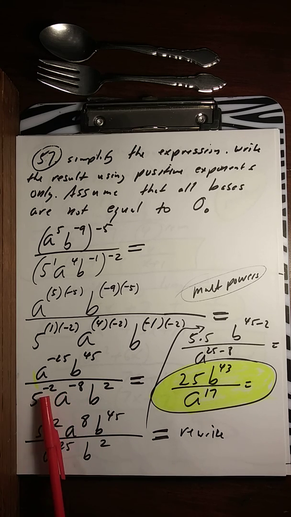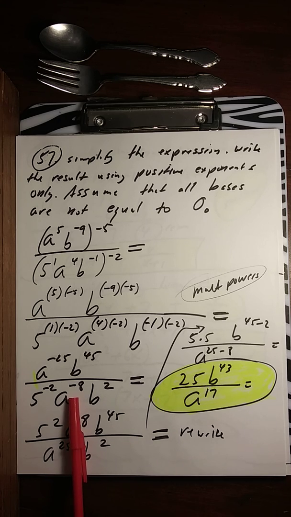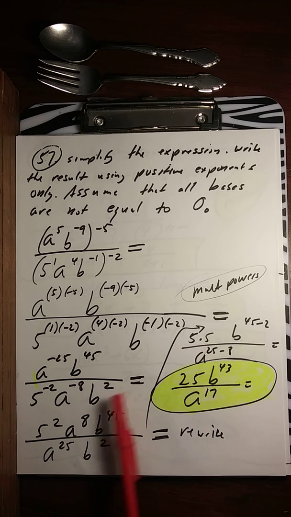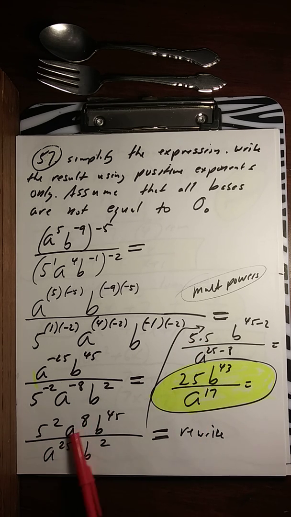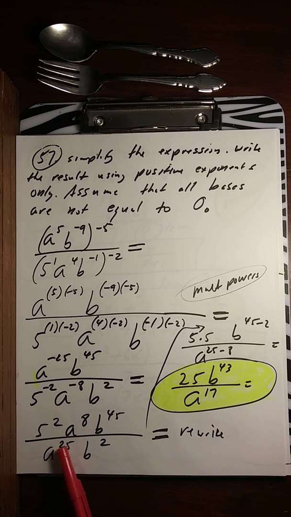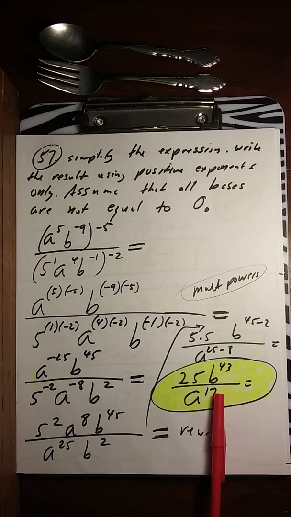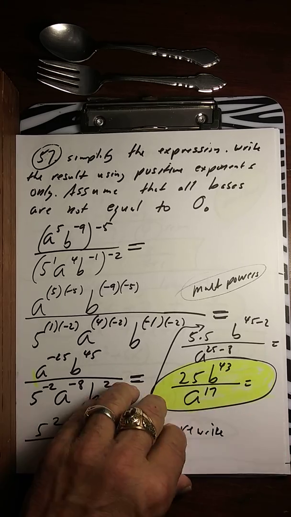So now, see these negative powers right here? You can rewrite them. 5 to the negative 2 on top. 8 to the negative 8 on top. A negative 25 bring it to the bottom. 5 squared is 5 times 5. And subtract that 8 from 25 and 2 from 45. So we have 5 times 5 is 25, b to the 43, a to the 17.